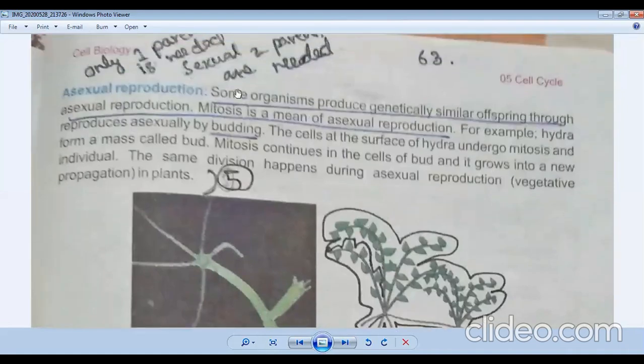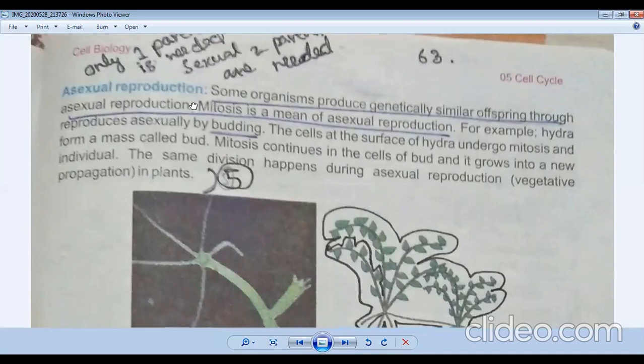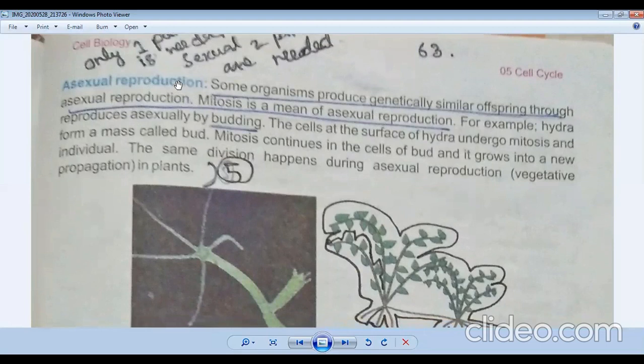As we know, reproduction has two types. One is called sexual reproduction and one is called asexual reproduction. What is the difference between the two? In sexual reproduction, two parents are needed, but in asexual reproduction, only one parent is needed. Some organisms produce genetically similar offspring through asexual reproduction, producing identical copies. Mitosis is a means of asexual reproduction.